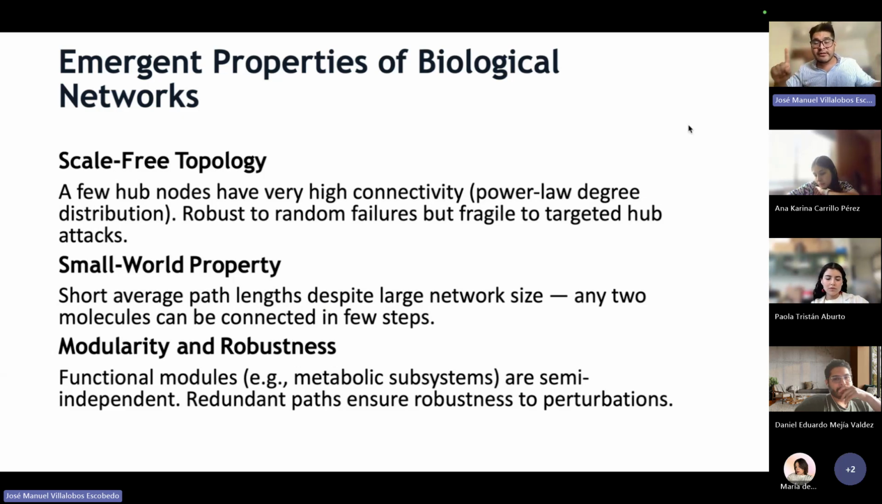We are super close. For example, in humans, that is true. In human social society, it's true. We are super close to each other, and we follow the small world property. And another property of biological networks is modularity or robustness. That means that they have many connections at one point, while some of them are not super important.